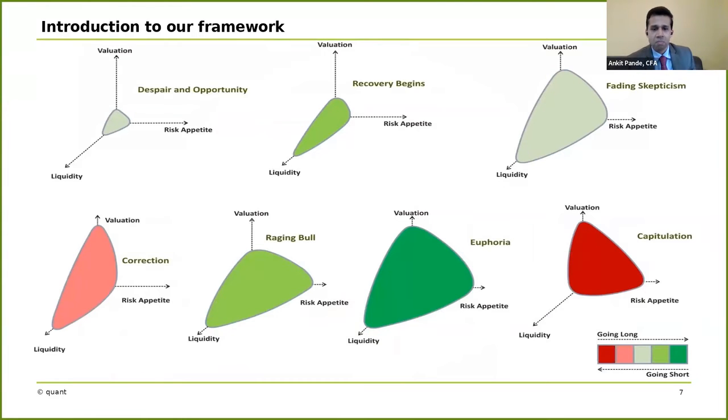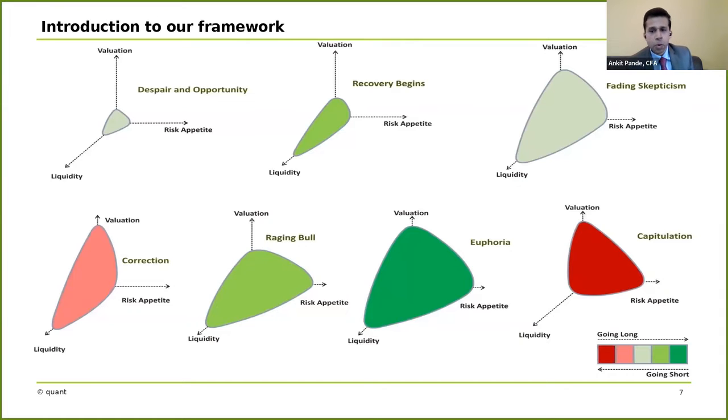This is a more colorful triaxial representation of our framework, where we represent liquidity, risk appetite, and valuation on 3 axes. And you can see on the top left, despair and opportunity, is obviously where we were at the COVID lows in March 2020. That's where liquidity was sucked out, everyone was selling, and valuations and risk appetite were extremely low. And slowly, the central bank started easing liquidity, and liquidity eased first, and then the valuations and risk appetite began increasing, and the recovery began.